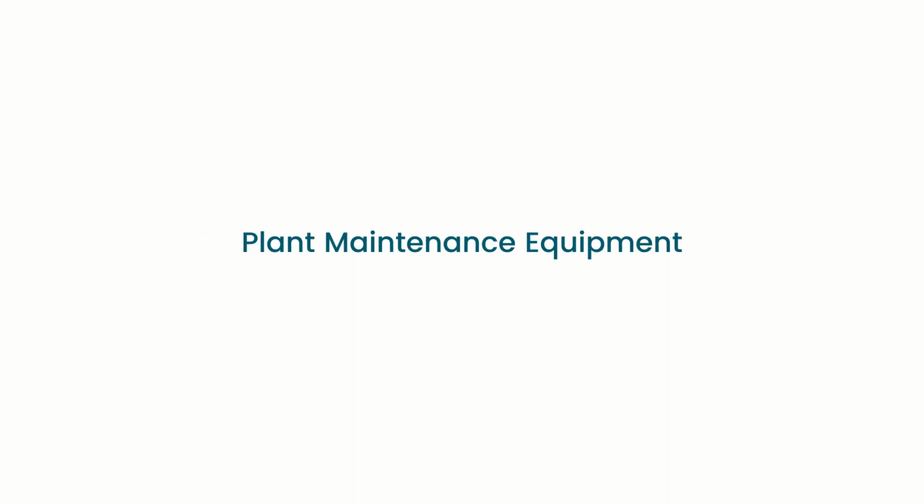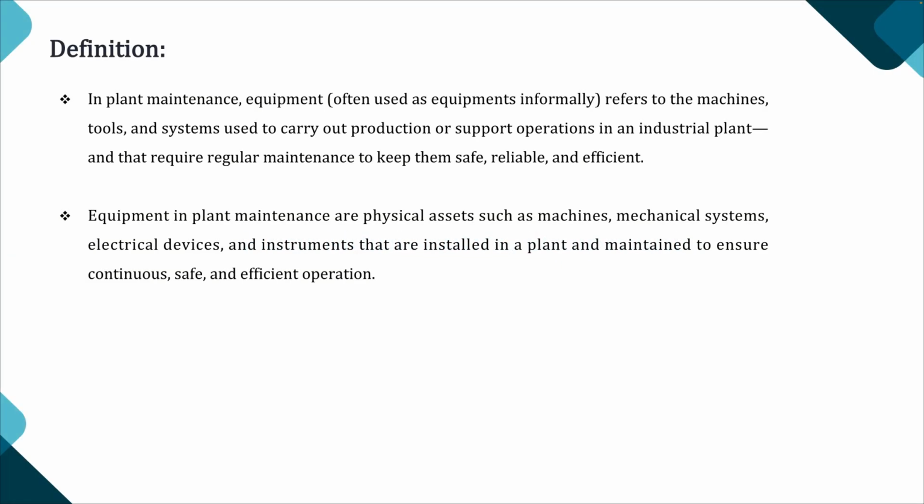In this video, we are going to learn about plant maintenance equipment. So what do you mean by equipment in plant maintenance? It's often used informally as "equipments," which refers to the machines, tools, and systems used to carry out your production or support operations in an industrial plant, and that require regular maintenance to keep them safe, reliable, and efficient.